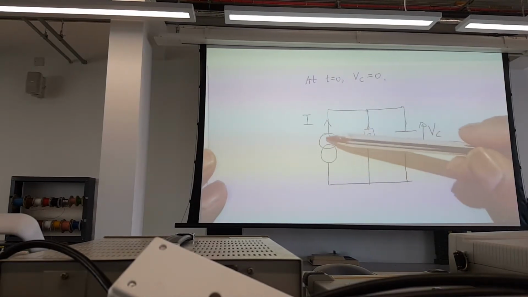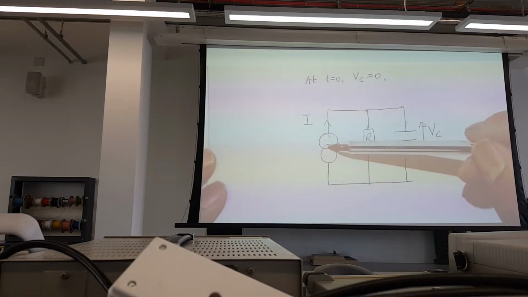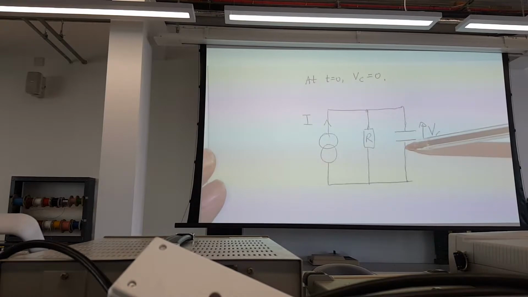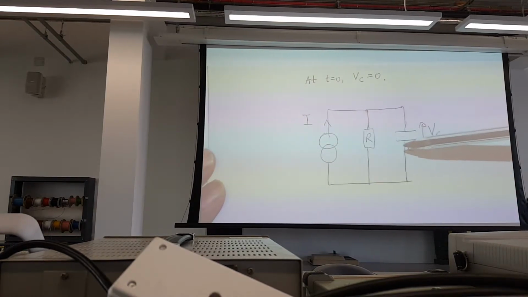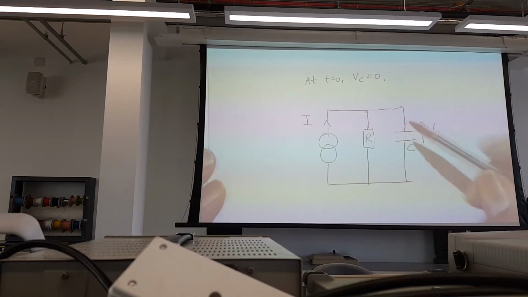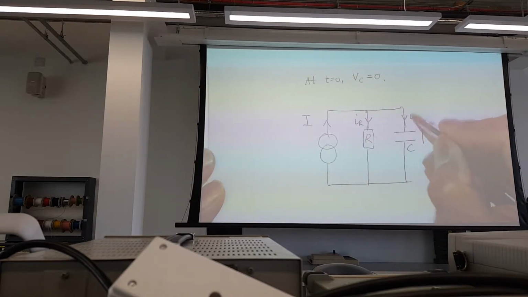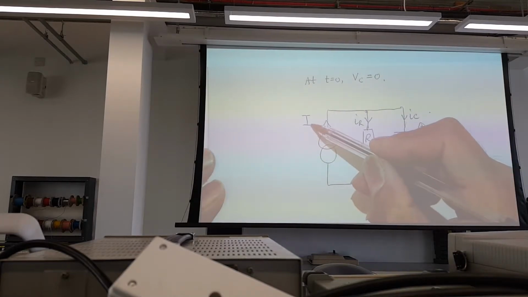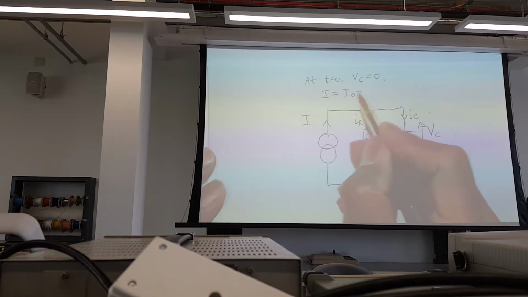We've done a current source with a resistor. We've done a current source with the capacitor. And now we're doing the current source with the two things together. Okay? So this current, when it gets round here, of course it's going to split into two, IR and IC. It's going to split into two. And I'm going to make this current constant. So I equals I naught equals constant.